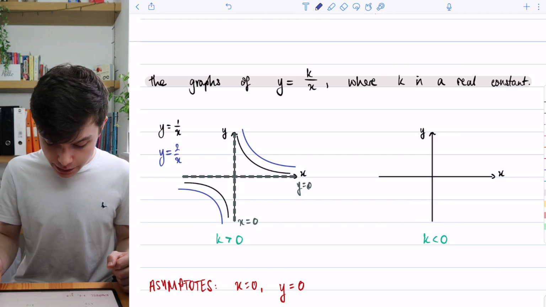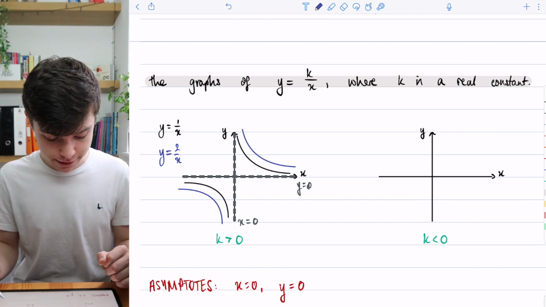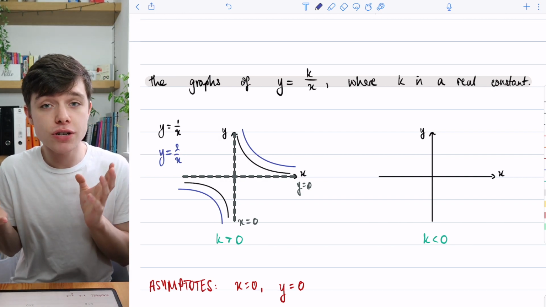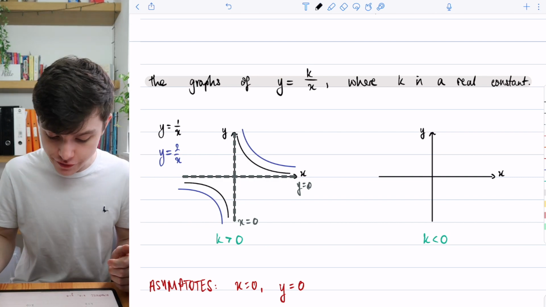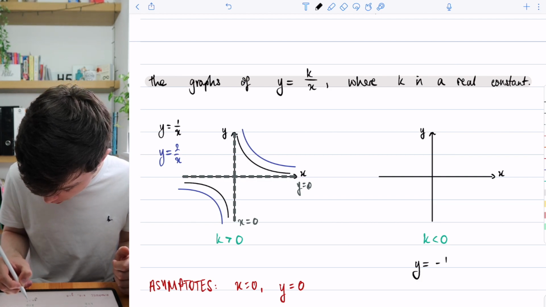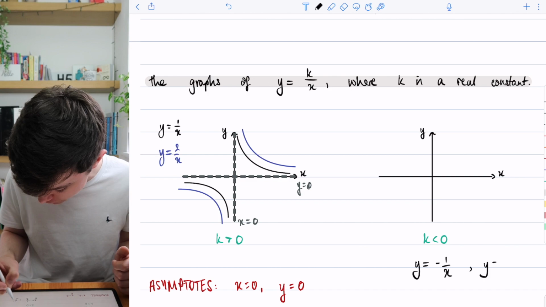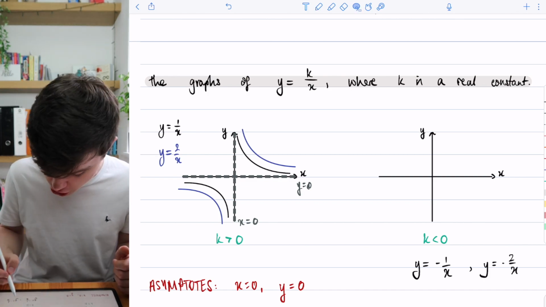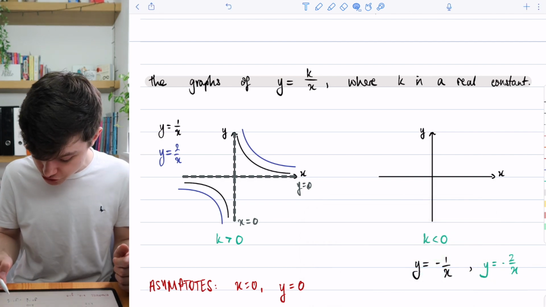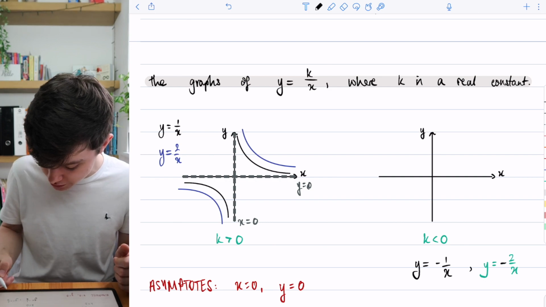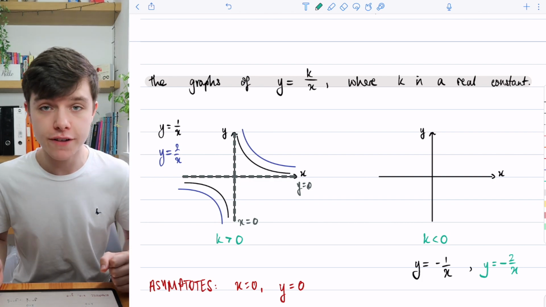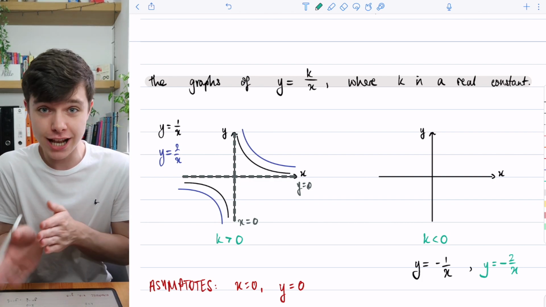Okay, now let's have a look when k is less than 0. If you remember the positive graph, the negative graph is just a reflection in the y-axis, because if we've got k to be negative, then we've got something like minus 1 over x, or minus 2 over x. In fact, I'll do that in a different colour. I'll do that in green, so that we can sketch 2 different graphs in a minute. Let's make that negative clearer. So minus 1 over x just looks like a reflection in the y-axis.